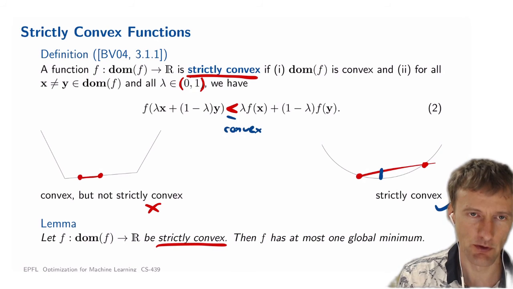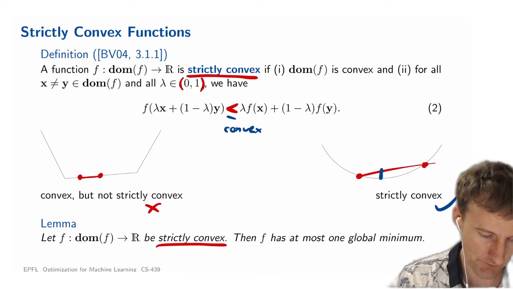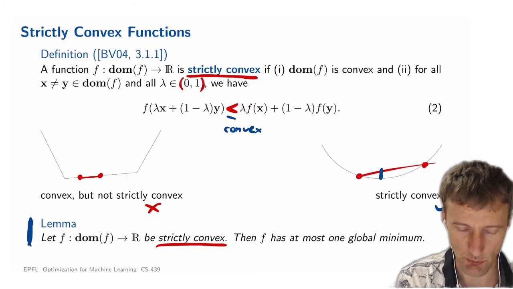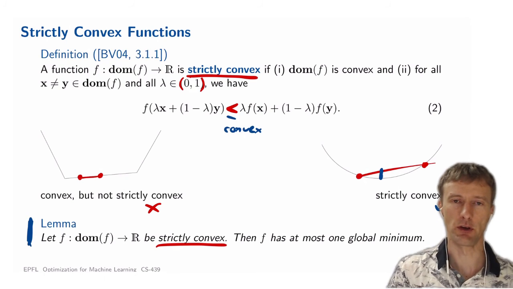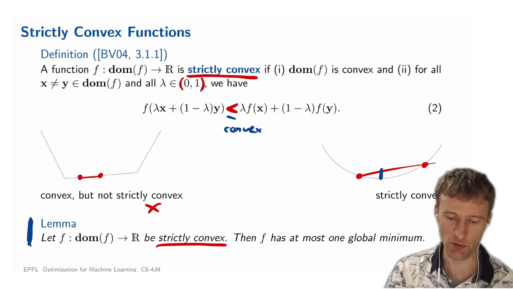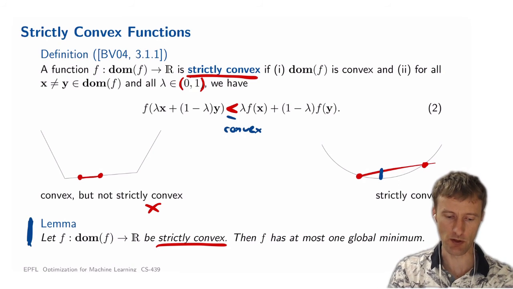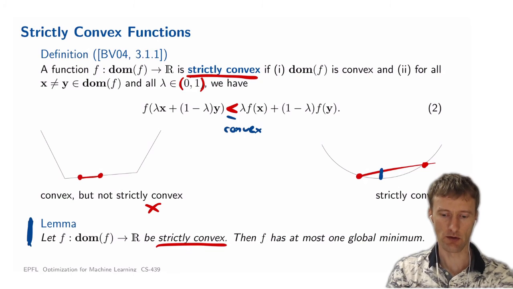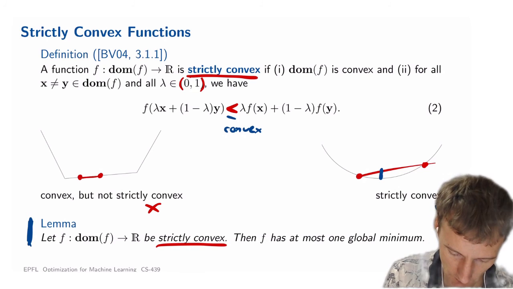If you're strictly convex, here's a little lemma showing you that then there is at most exactly one global optimum. So there cannot be several different global optima. There will be at most one. There can be none, which is a good exercise for you to think about.